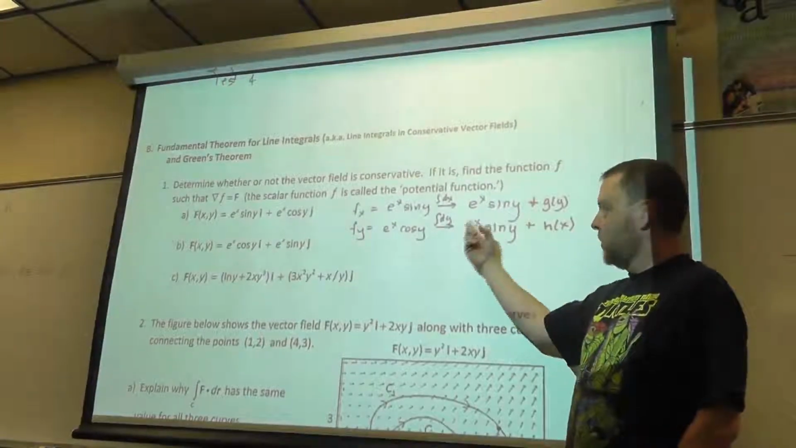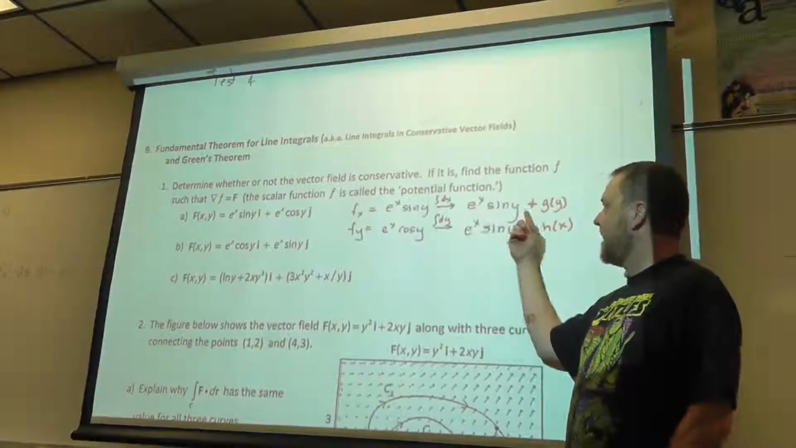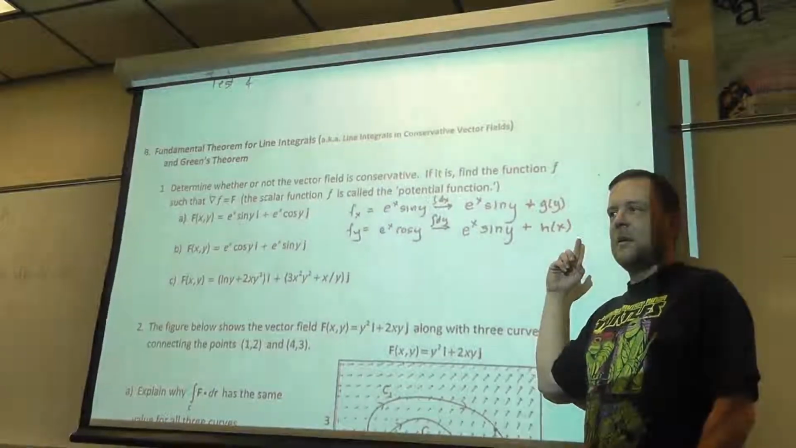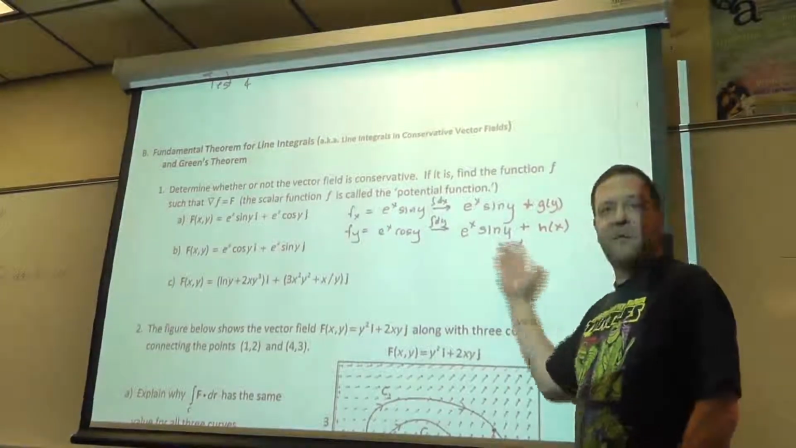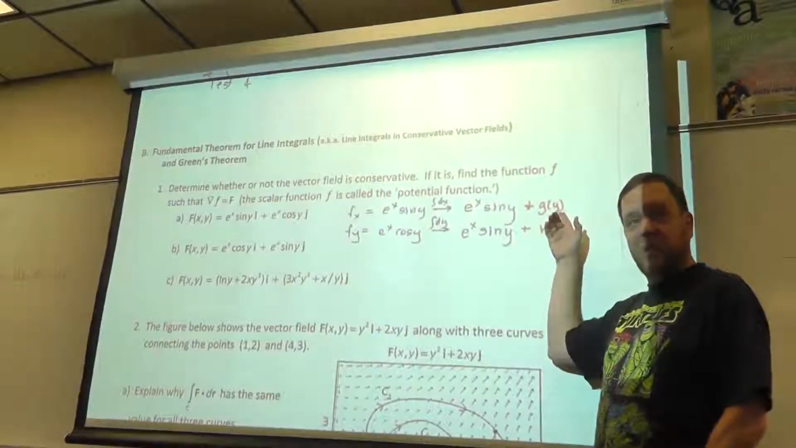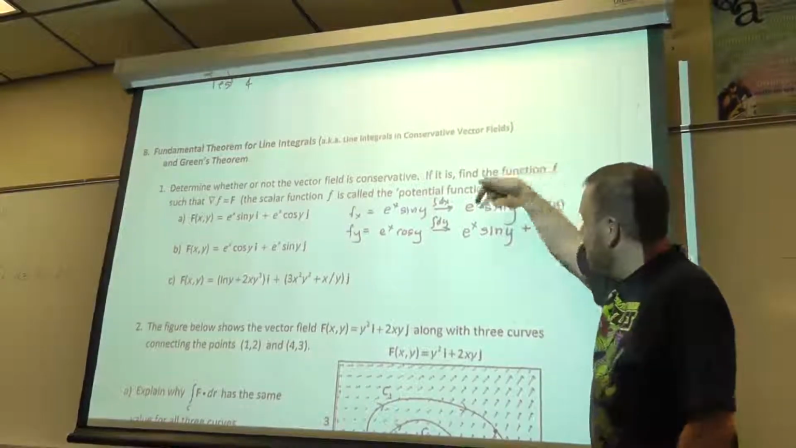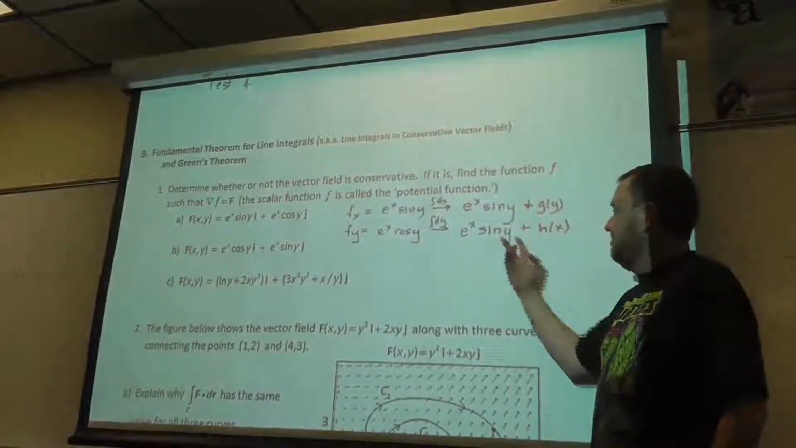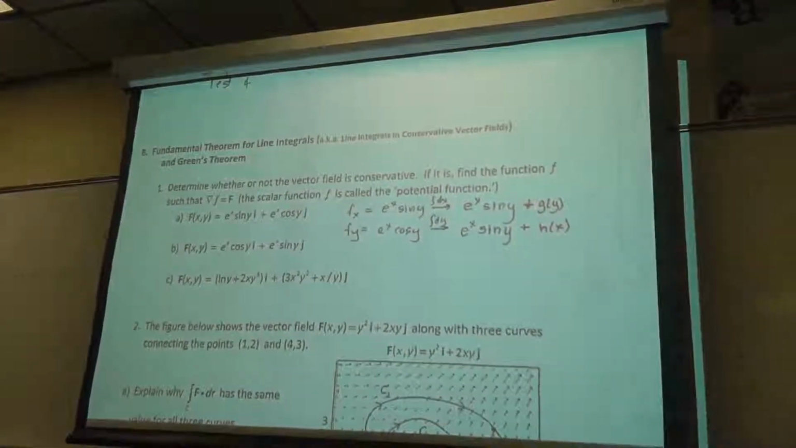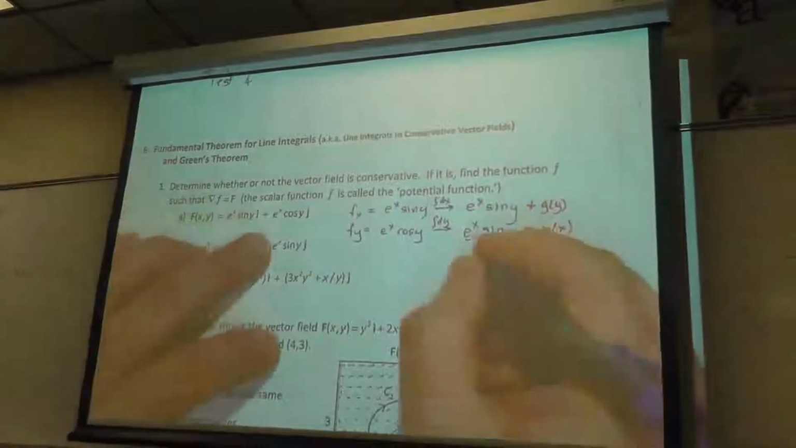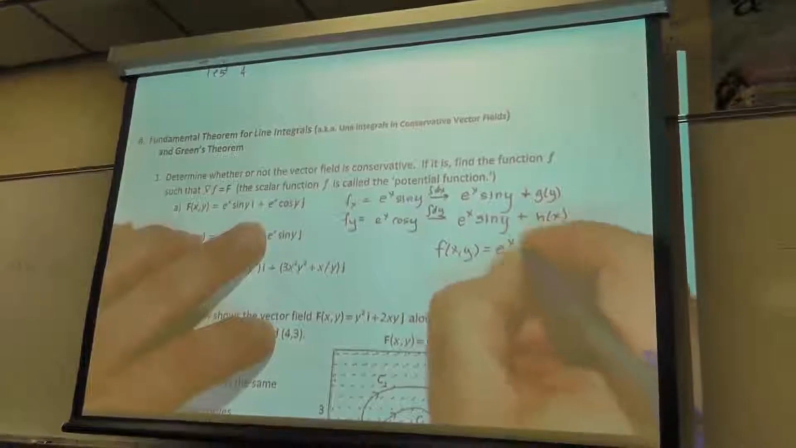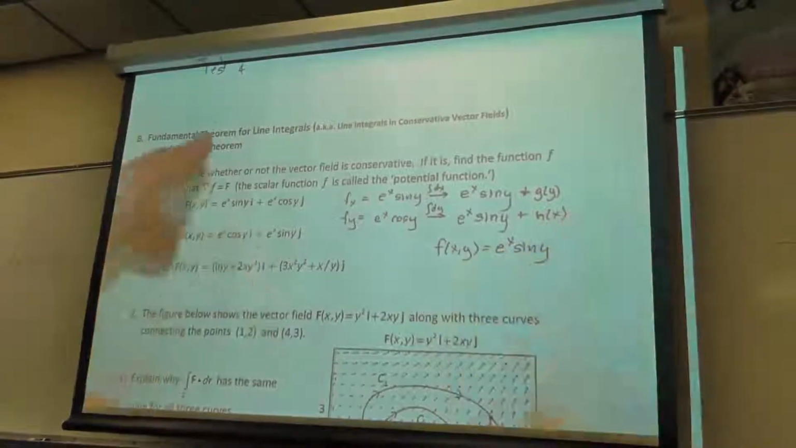According to this, the original potential function should be e to the x sine y, and then what is this g of y function according to this? 0. If you don't see a standalone function of y here to represent that g with, and vice versa, if you don't see a standalone function of x here to represent that h guy, then that is the only contribution for your potential function. So the potential function is e to the x sine y.